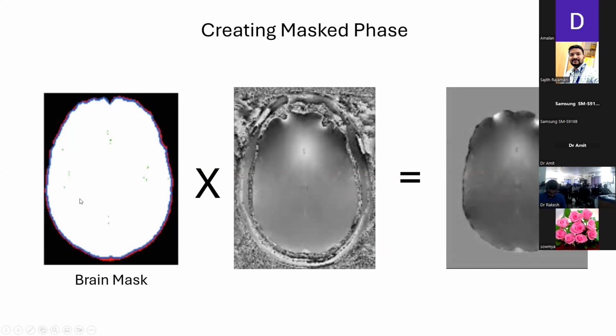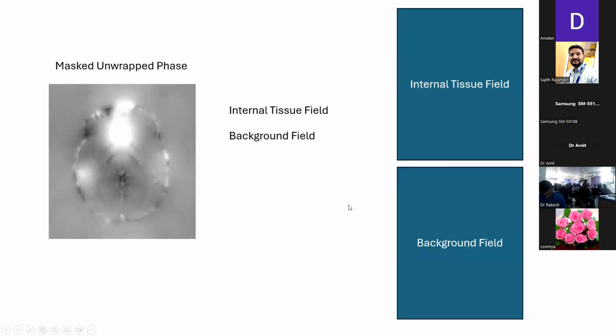For this brain extraction, we can use several methods. One is we can use FSL to estimate the BET. We can use SPM. There are several methods to do that. Python also we can use to generate this brain mask and do a simple multiplication to get this. So we got a masked unwrapped phase.